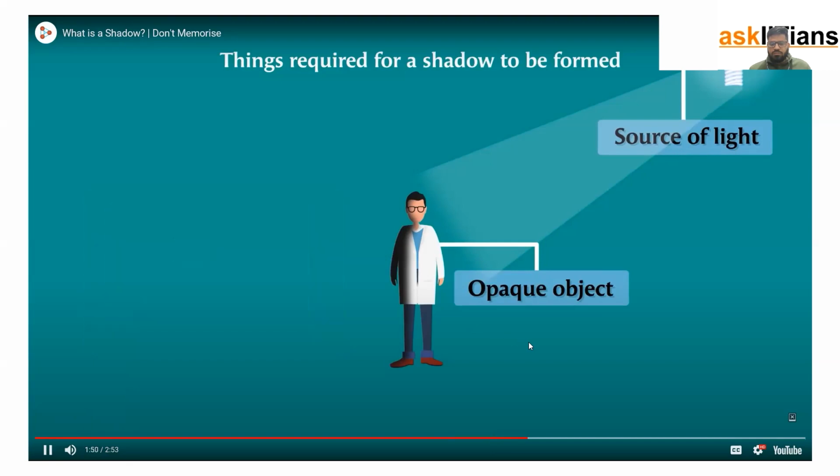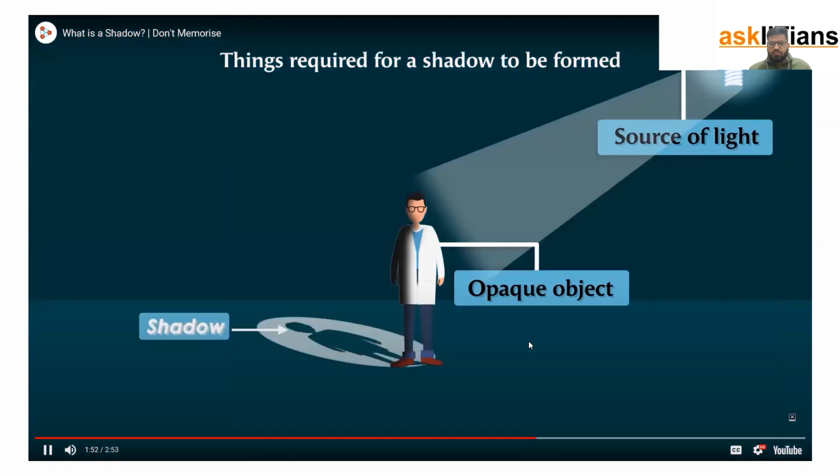What does this tell us? It tells us that we also need a surface on which a shadow can be formed. So this is the surface which is required for the shadow to be formed, which is known as a screen. The screen can be anything. It can be a wall, it can be a building, it can be a cardboard sheet. Yeah, it can be a cloth, anything. That surface will make us see the shadow.